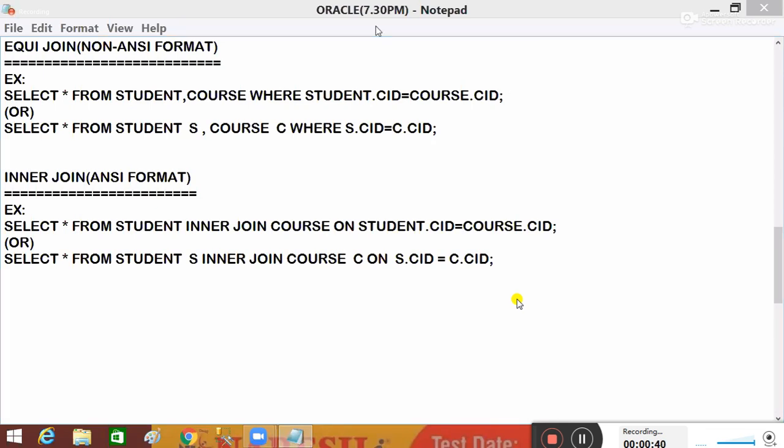Equi-join is the non-ANSI, old style format for writing joins. In the same pattern, we will go for the ANSI format, inner join. Equi and inner both work on the same equal operator to get information from multiple tables. And later, how these joins work internally is important to know, so we want to see that now.